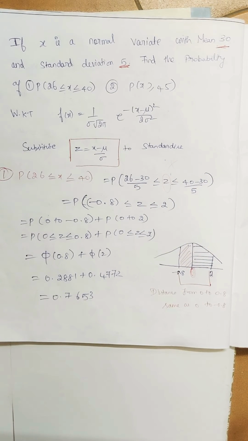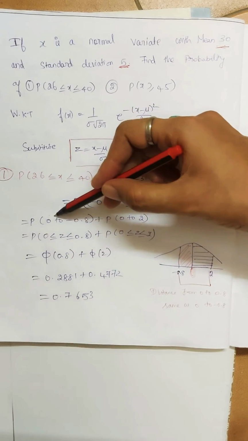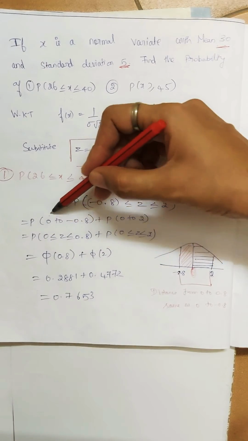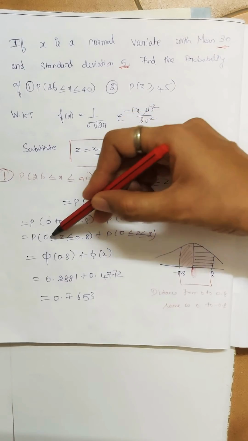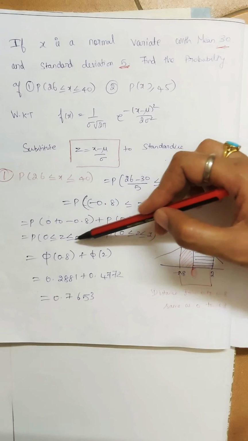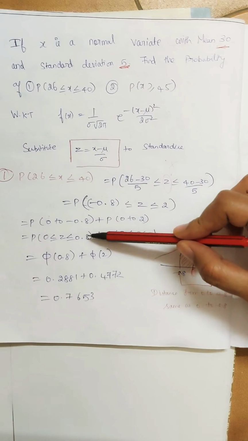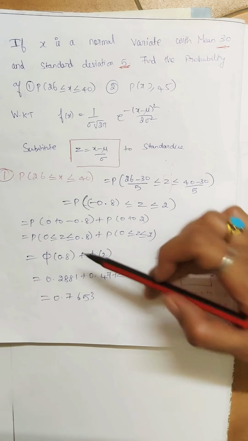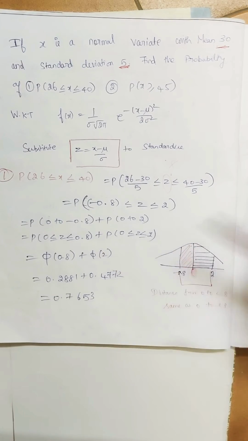If I add these two, I'll get the total area. So 0 to minus 0.8 plus 0 to 2. Same thing we have written. 0 to minus 0.8 area is the same as 0 to 0.8 area, so we have written it in terms of positive sign, because in the table they will give only positive values. Because there is no need, right? From 0 to 0.8 or 0 to minus 0.8, that doesn't matter, only the area will be the same. So phi of 0.8 plus phi of 2.